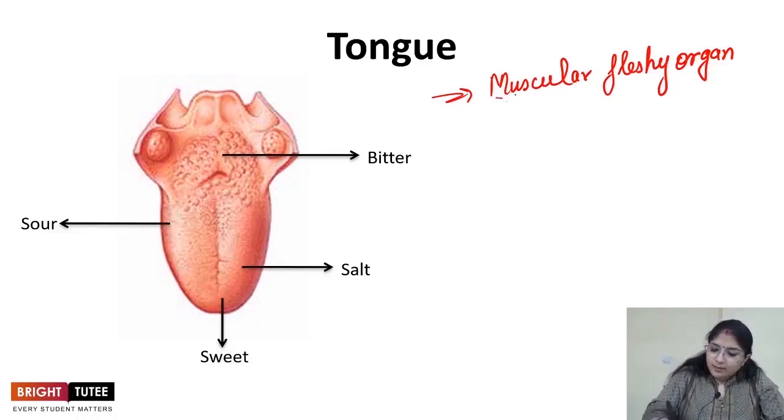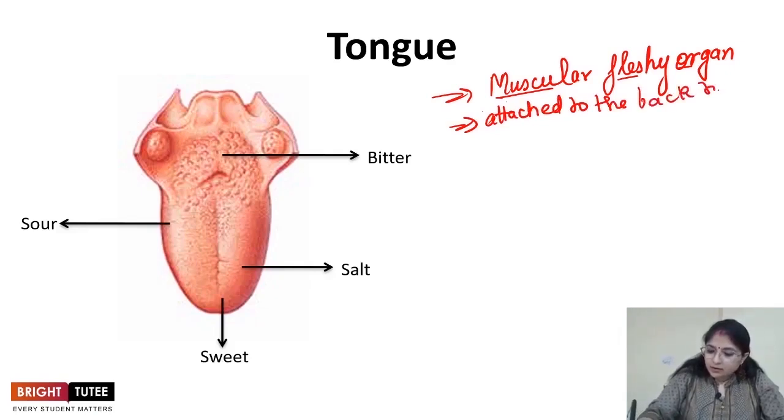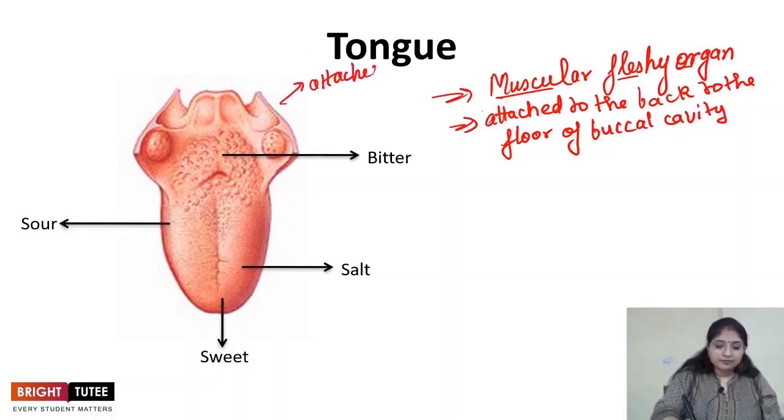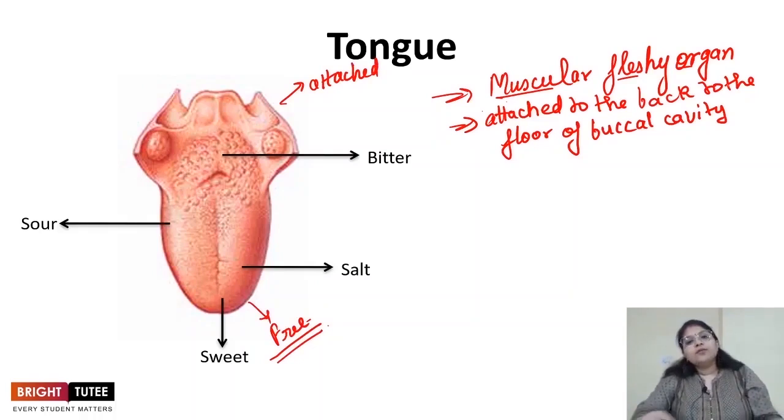So this is a muscular fleshy organ that is attached to the back, to the floor of buccal cavity, right? And the front end is free. So this part over here is attached and this is the free part, right? So in this way we see that this is the structure of your tongue.